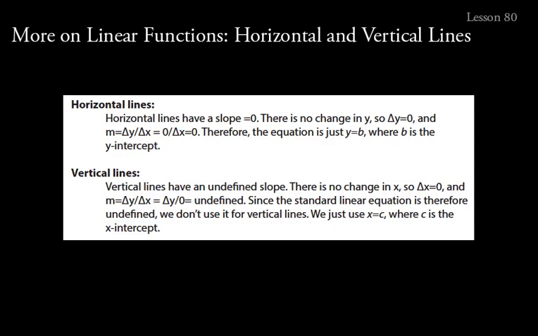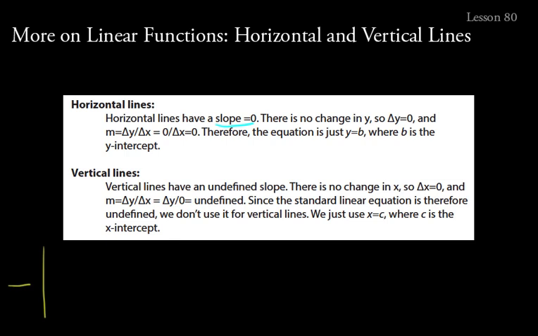Lesson 80 is yet another lesson on linear equations and linear functions, and this one is on horizontal and vertical lines. So we have a couple of rules about those here at the beginning. Let's just go over those. Horizontal lines have a slope that equals 0. So there's no change in y. Just think about what a horizontal line is.